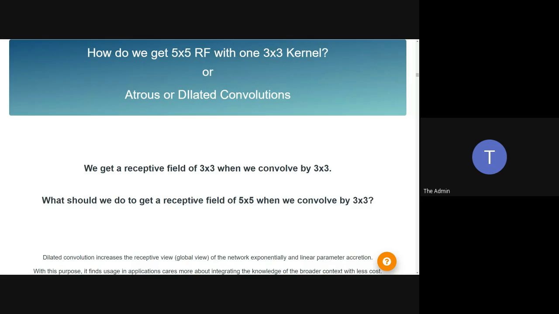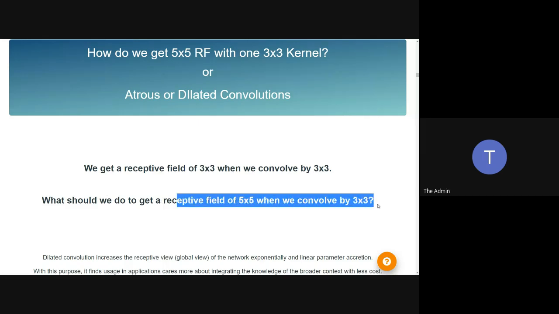So why do we need this? First, let's look at that particular problem. Now we get a receptive field of 3x3 when we convolve by 3x3. What should we do to get a receptive field of 5x5 when we want to convolve only by 3x3? So basically the number of parameters is limited here, not the shape or size.